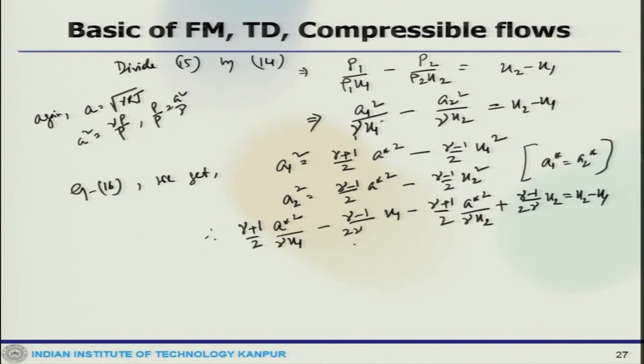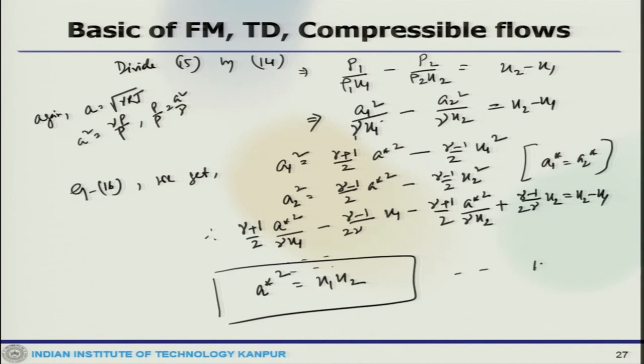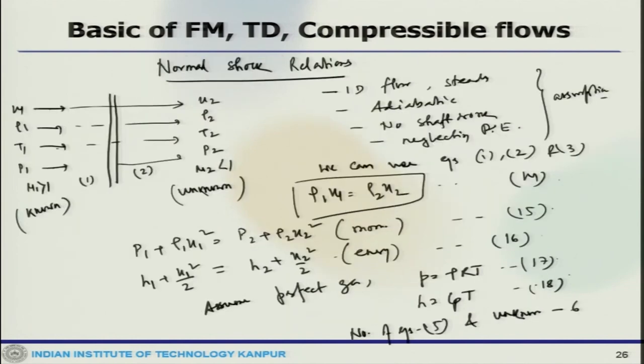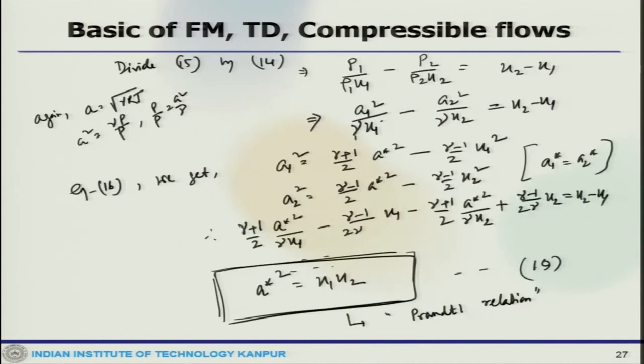So, further, if we do a little bit of mathematics, what we get finally is A star square equals U1 U2. So, this is equation number 19, and this relationship is called the Prandtl relation. Okay. So, this is a very, very important relation for normal shock, where you get this A star and the velocity upstream of the shock and the relationship between both the upstream and downstream velocities.